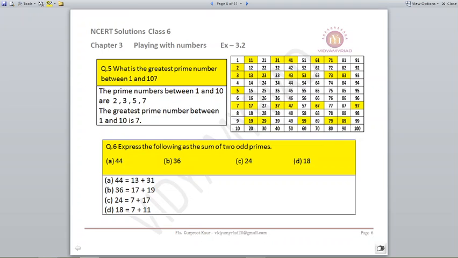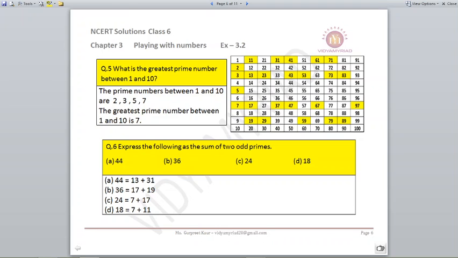So let's start with 37. What should I add to 37 to get 44? Will that be a prime number? Just see what 44 minus 37 is. You will get 7 as your answer. But can I do that? 37 plus 7 is 44. Yes, I can do that. What about another pair? 31 plus 13 is also a relevant answer.